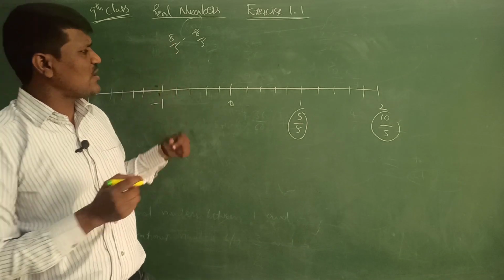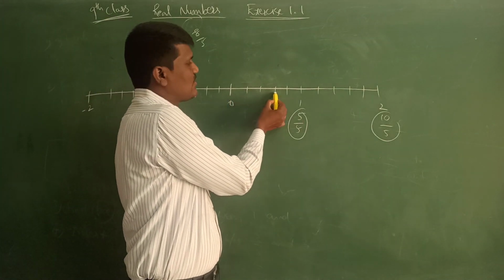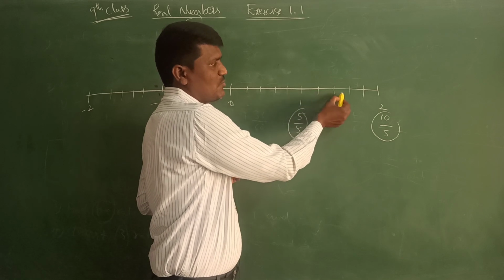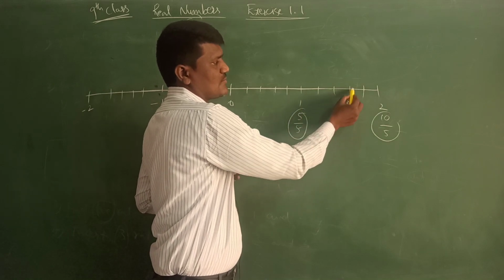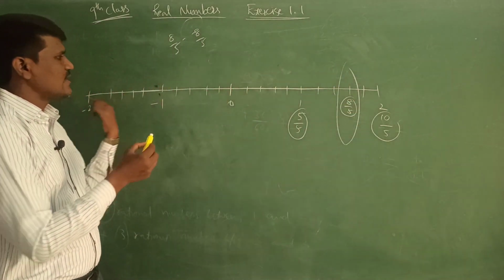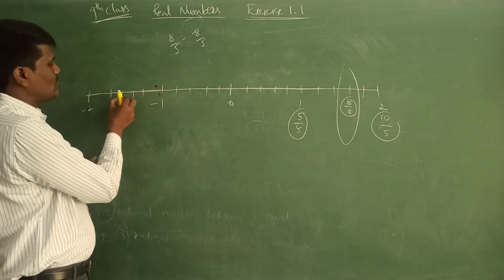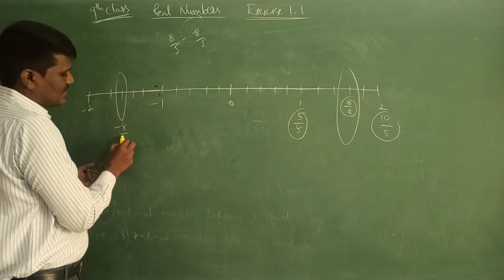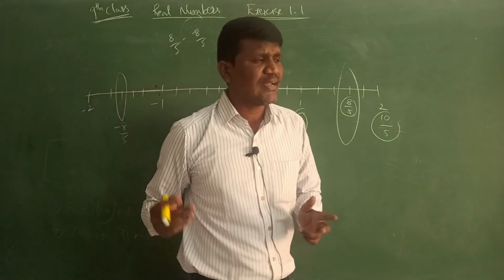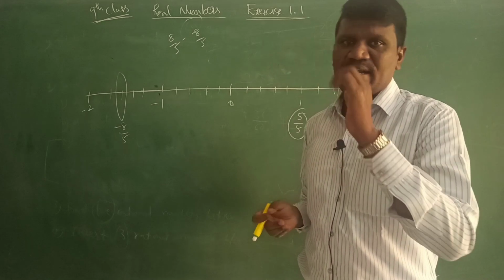So 8 by 5 means this is 1 by 5, 2 by 5, 3 by 5, 4 by 5, 5 by 5, 6 by 5, 7 by 5, 8 by 5. So this is 8 by 5. In the same way 1 by 5, 2 by 5, up to 8 by 5 on the other side, so this is minus 8 by 5. This is the way to represent 8 by 5 and minus 8 by 5 on the number line.